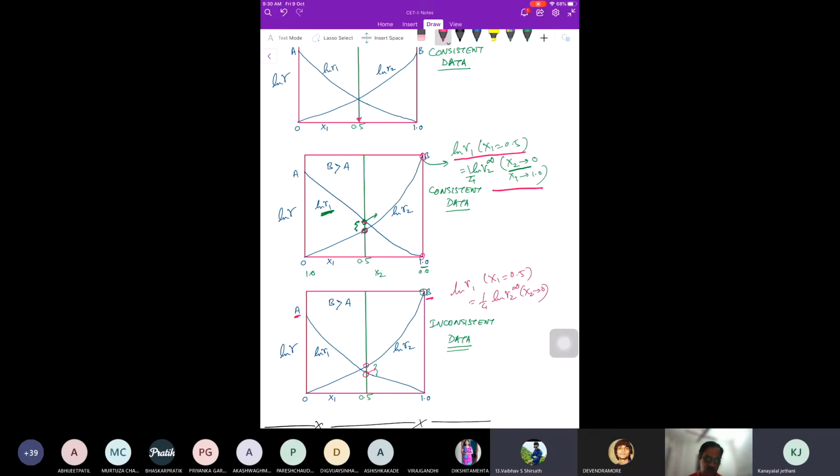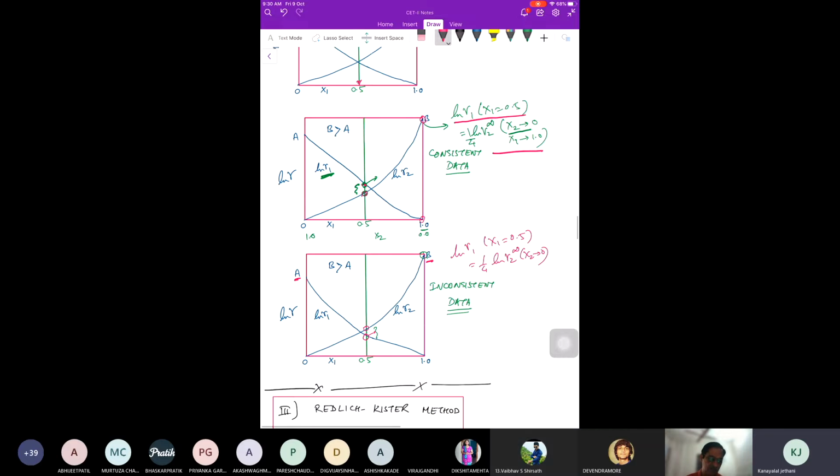मतलब लास्ट वाली कंडीशन कंसिस्टेंट हो जाएगा. कंडीशन उल्टा आएगा. ln gamma 2 at x2 equal to 0.5 equal to 1/4 ln gamma 1 infinity at x1 tended to 0. यस सर. ठीक है, और क्वेश्चन है किसी को?